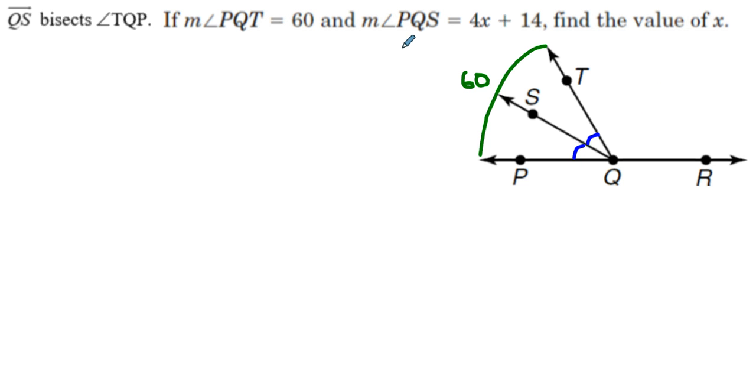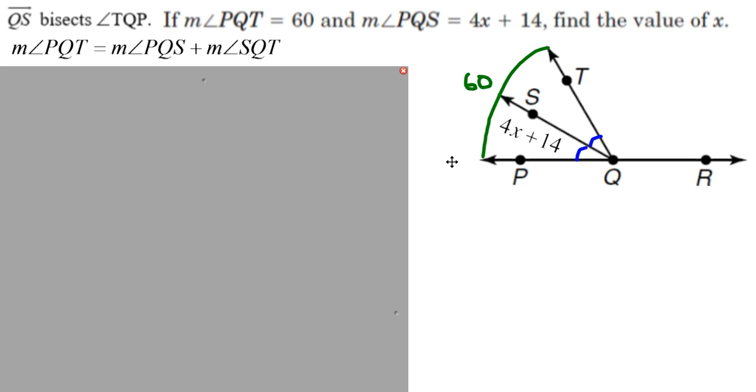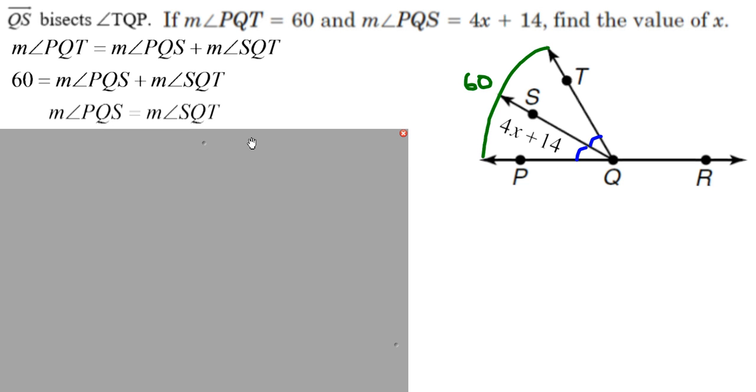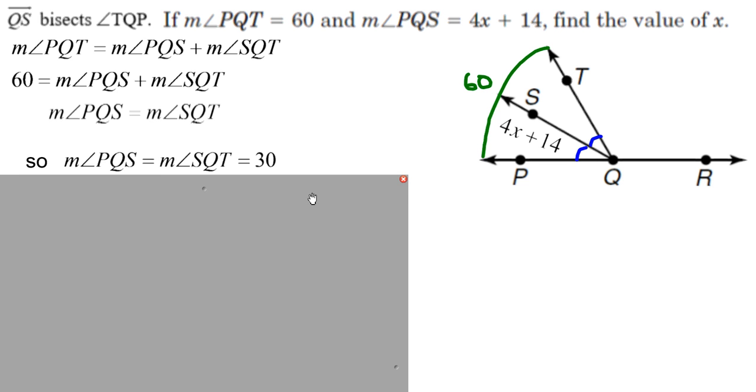And we also know that PQS is being represented by 4x plus 14. We want to find the value for x. So to recap, we know that angle PQT was bisected, meaning PQS and SQT make up the total, and those pieces have to be the same. So if they're the same, right, this and this equals 60. So something plus itself equals 60. That means they should be the same amount. 60 divided by 2, that would be 30 degrees, right? So this is 30 degrees and that's 30 degrees.